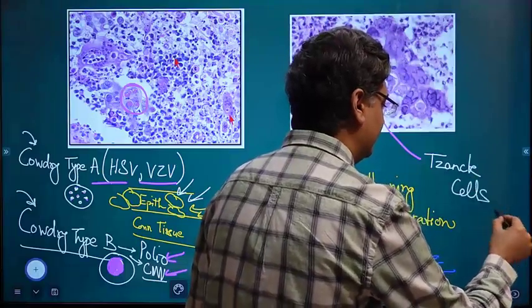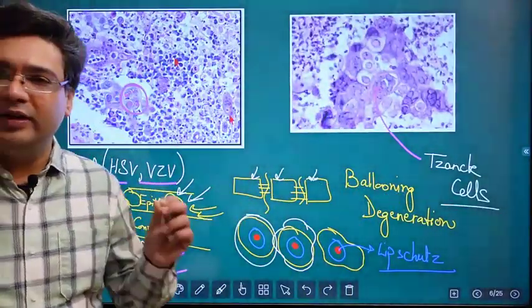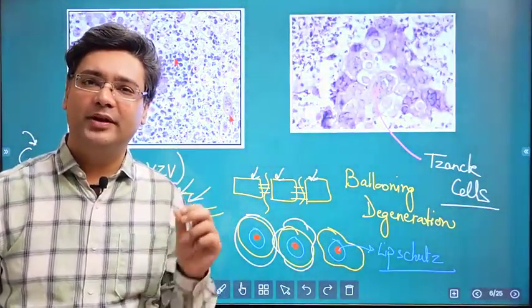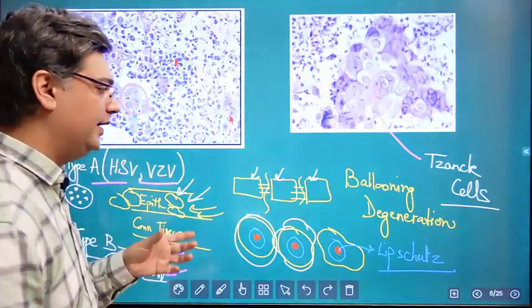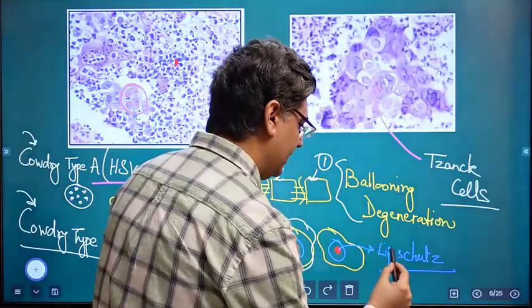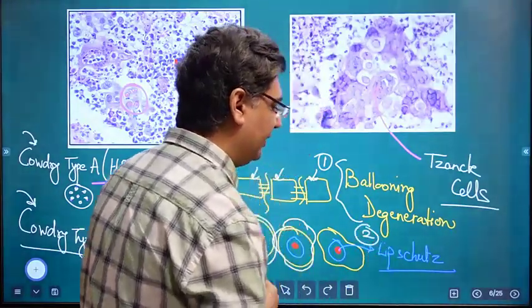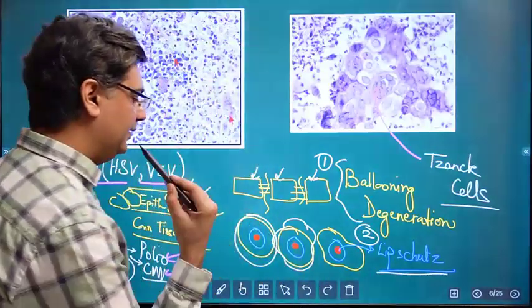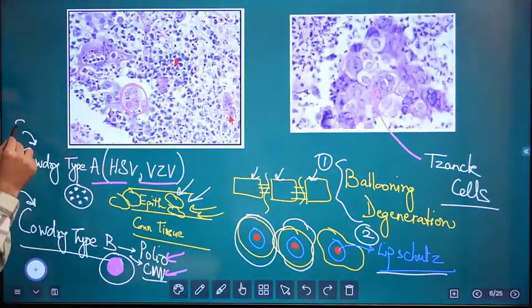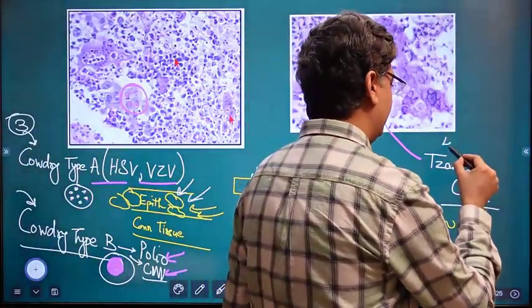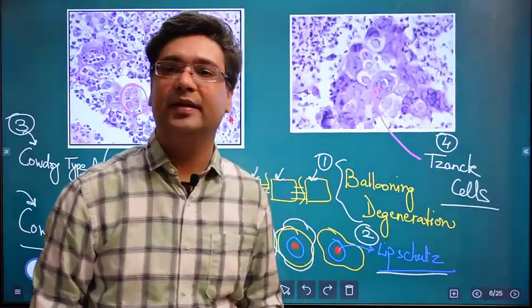Tzanck cells. So how much do we have to remember in histopathology when we are talking about the HSV virus? The first thing was the ballooning degeneration, and in them we had these eosinophilic bodies, which was the second thing, the Lipschütz bodies. The third thing was the Cowdry type A bodies, and the fourth hallmark here are the Tzanck cells.